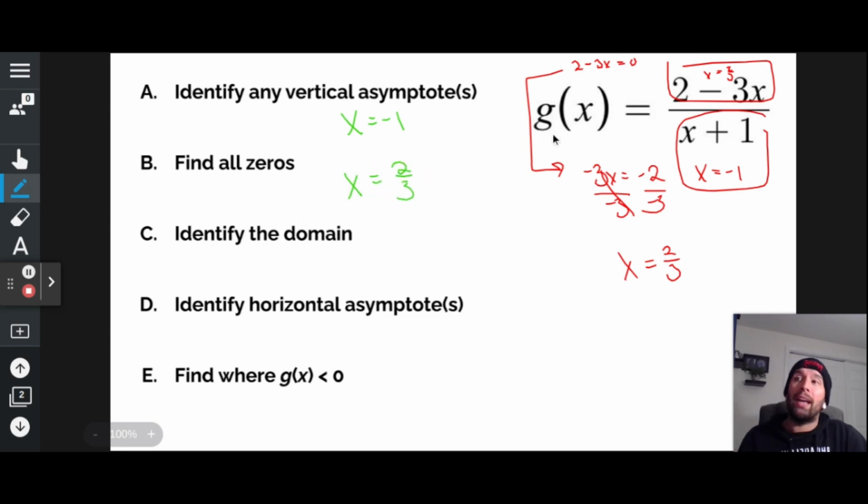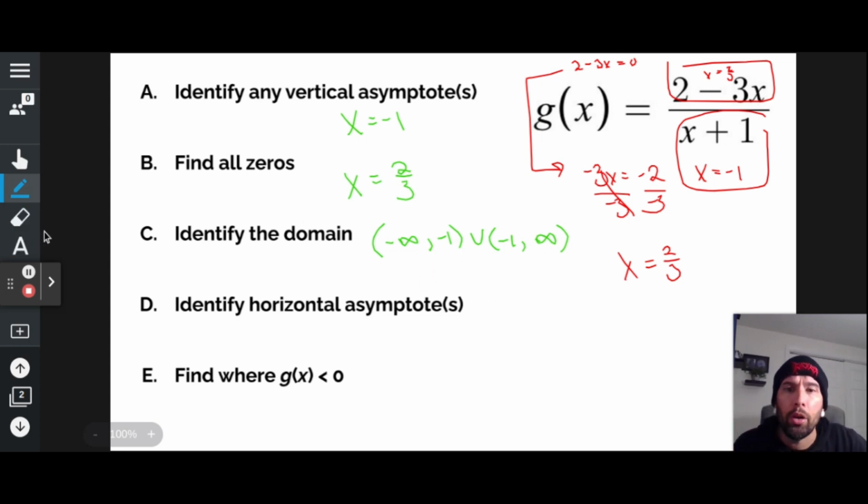The domain are the x values I'm allowed to plug in. What x values am I allowed to plug in? Everything except for negative 1, because negative 1 makes the bottom 0, which makes the whole thing undefined. So I will write this out in interval notation: from negative infinity to negative 1, union, negative 1 to infinity. Some teachers might have you say all real numbers, x cannot equal negative 1. You might see the less than or equal to notation. It's all good.